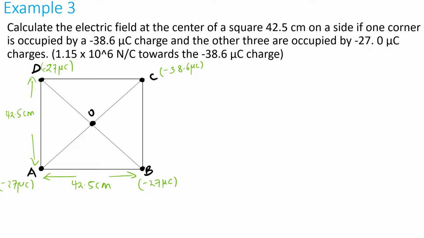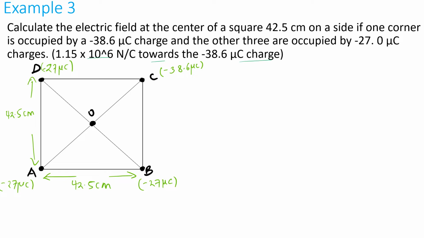side if one corner is occupied by a negative 38.6 microcoulomb charge and the other three are occupied by a negative 27.0 microcoulomb charges. Of course, these are answers. We shall see whether we come to those answers. So let's see the interpretation of the question.